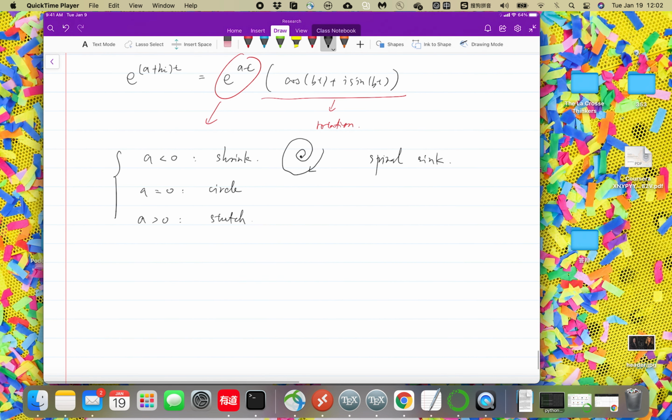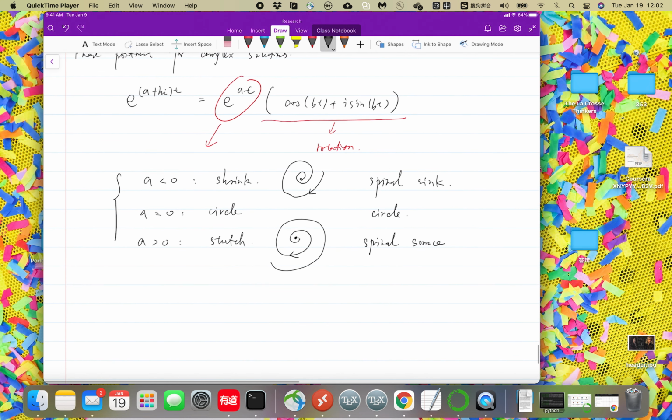Okay. And similarly, if you stretch as you rotate, you are going to have a source. And you can see the whole thing is leaving and getting bigger and bigger and far, far away from 0, 0. So this is going to be a spiral source. What about the one in the middle? The one in the middle is going to be a circle. You just keep rotating. You never shrink. You never go inside. You never go outside. You stay on the trajectory.